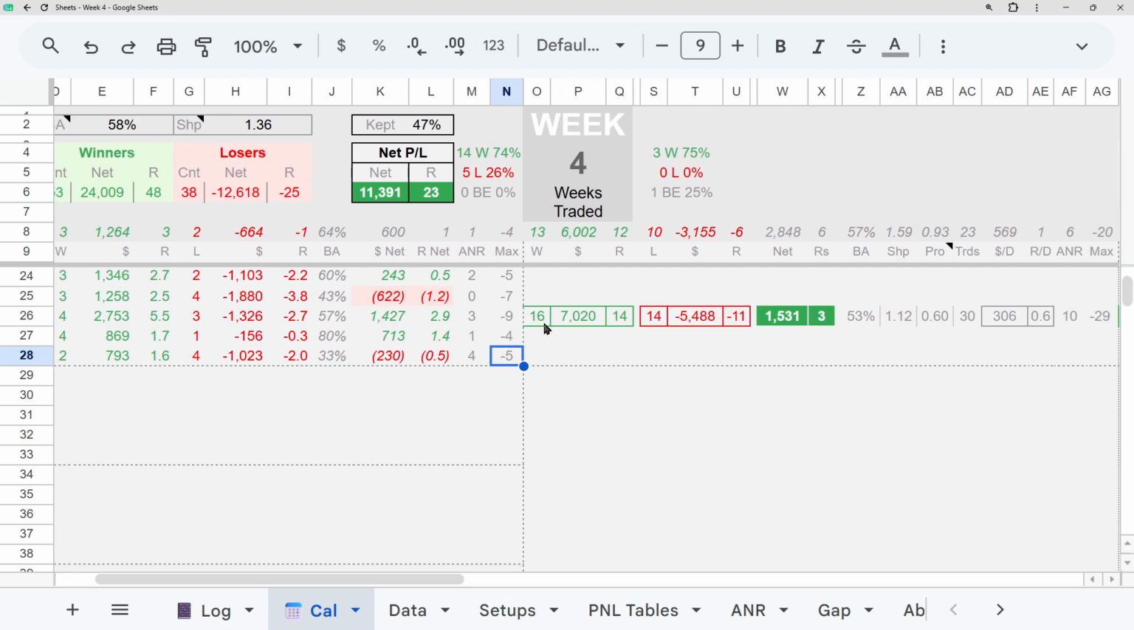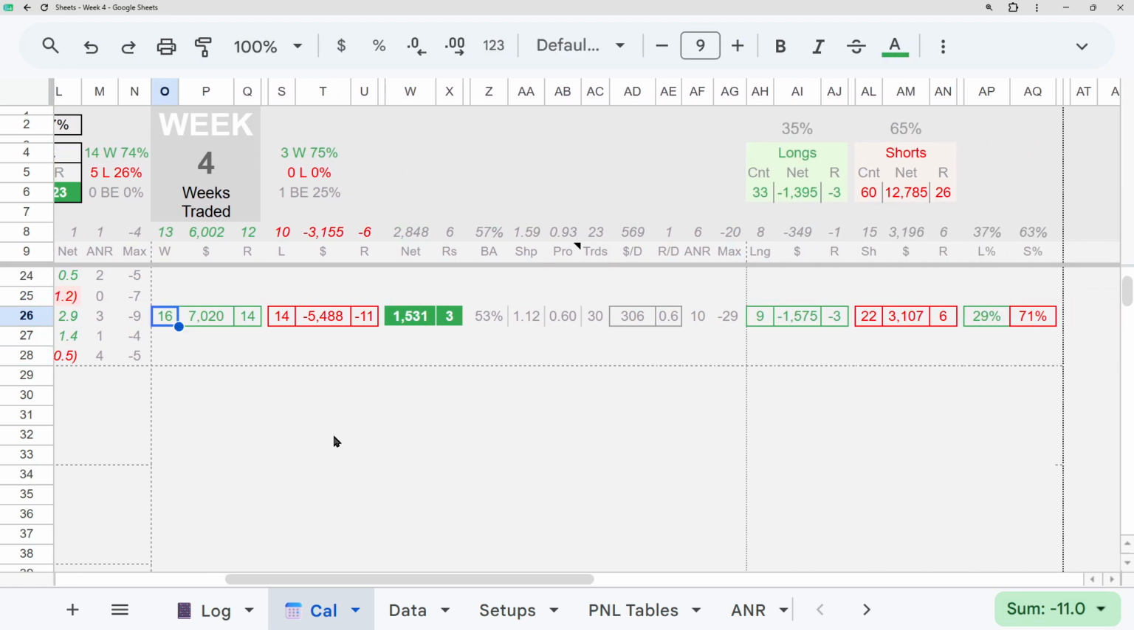So for week 4, we have 16 winning trades that made me this amount, 14 Rs, as you can see. 14 losing trades, that's 11 Rs. So 16 winning trades, 14 losing trades. That means I ended the week up $1,531 in the green, which is 3 Rs. That is a 53% batting average. So it's 16 winning trades out of 30.